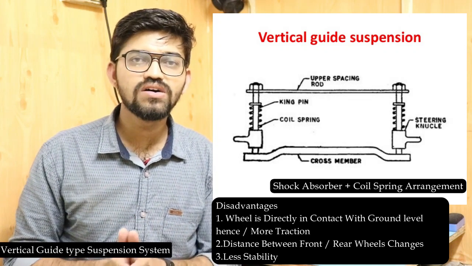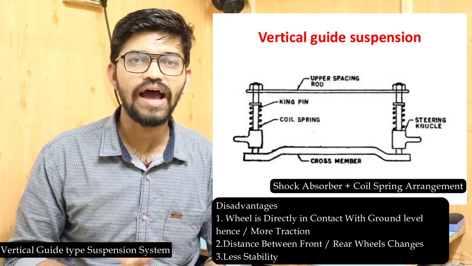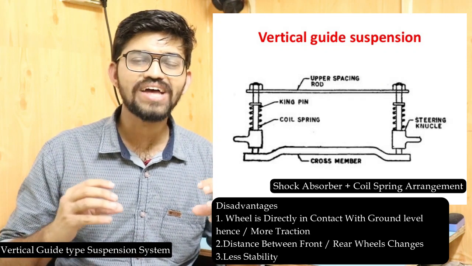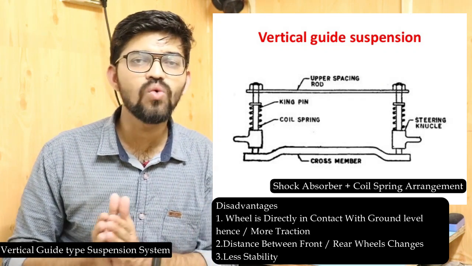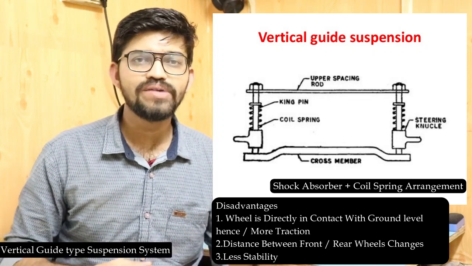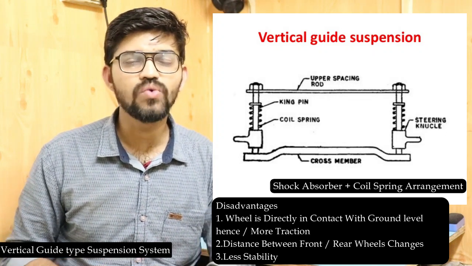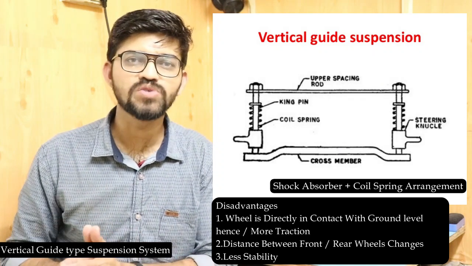Also the distance between the two wheels changes, as these two wheels move at one time. So the movement of the wheels is relative to one another, and ultimately it decreases the stability of the vehicle. So that was about the vertical guide type suspension system.